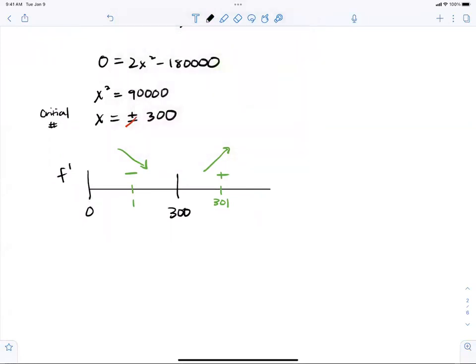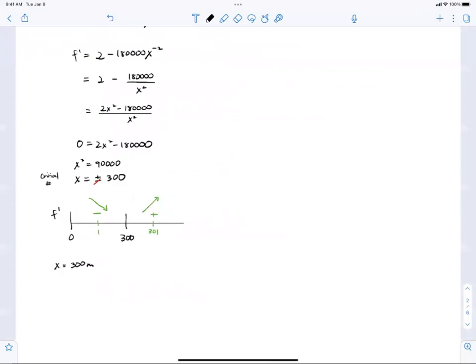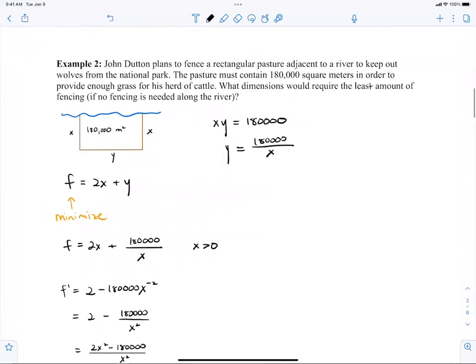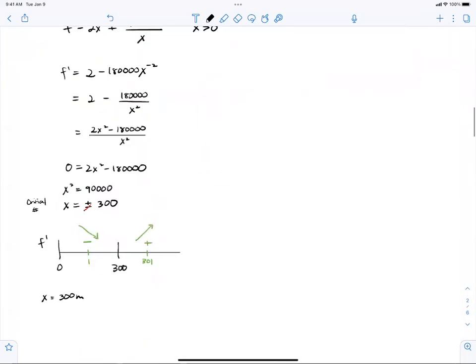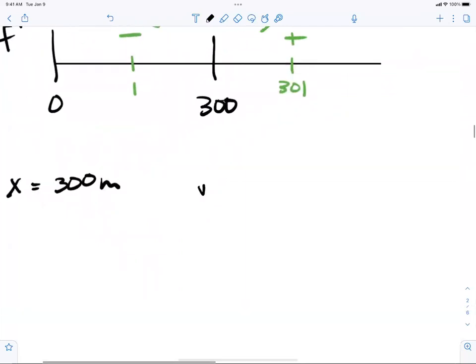Right. So when x is equal to 300 meters, the amount of fencing will be minimized for the same reason as that previous example. The graph of f will go from decreasing and then switch to increasing. So when x is 300, that will be a low point on the graph of f, the location of the absolute minimum. The question is asking us for the dimensions of the fencing, so we also need y.